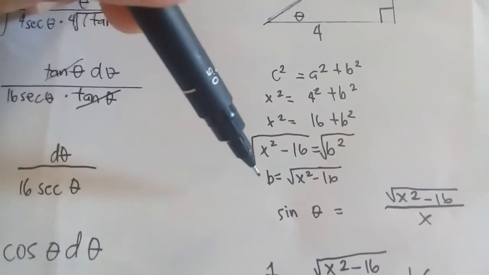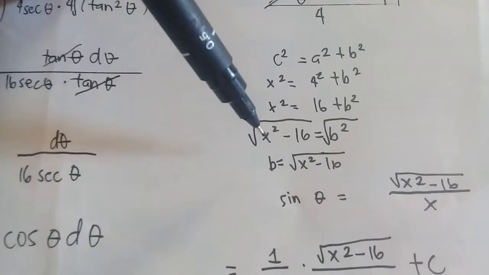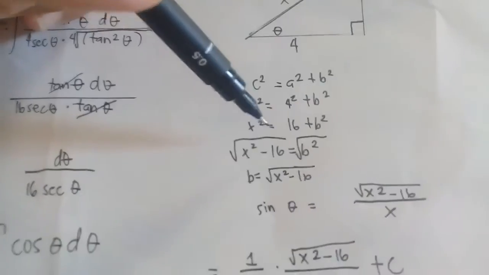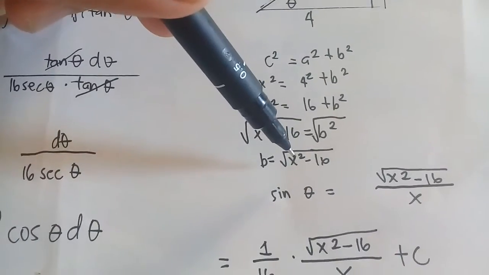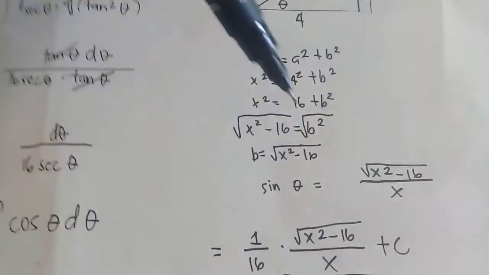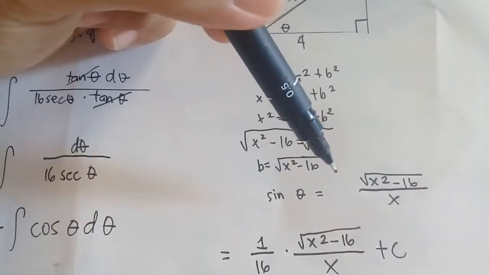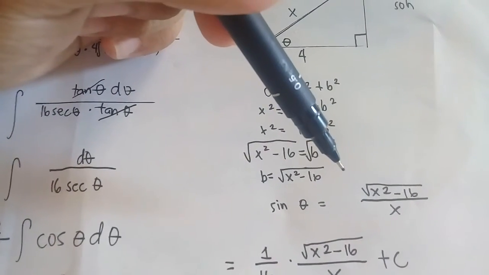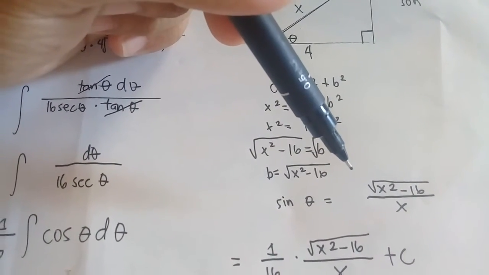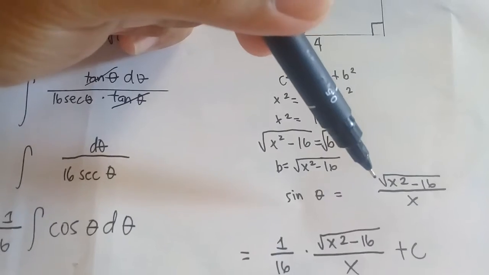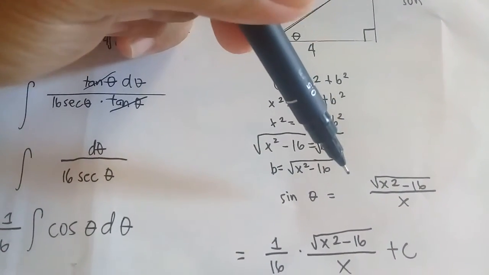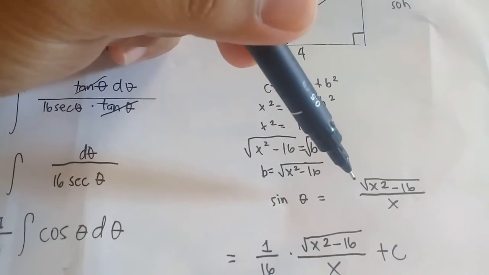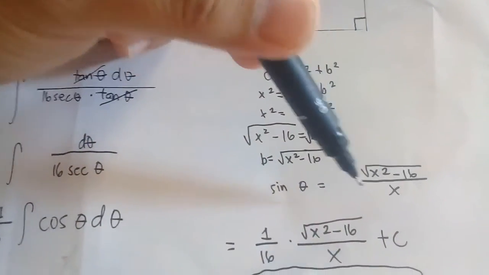So sine theta is equal to, we all know that sine is opposite over adjacent. So the opposite here is the square root of x squared minus 16 all over the adjacent, which is, opposite over hypotenuse pala, sorry. So we all know that sine is opposite over hypotenuse. So the opposite here is the square root of x squared minus 16. Then the hypotenuse is x.